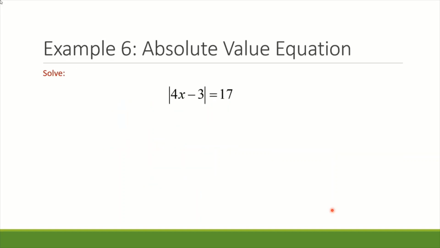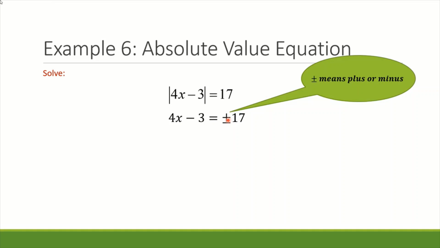Alright, so let's look at absolute value. Now, absolute value, what it means is the absolute value bars means distance away from 0. So the inside here can either be a positive 17 or a negative 17. So it could be plus or minus. So 4x minus 3 equals plus or minus 17. This sign right here is a plus or minus sign. So what this is saying is it could be plus or minus that 17.